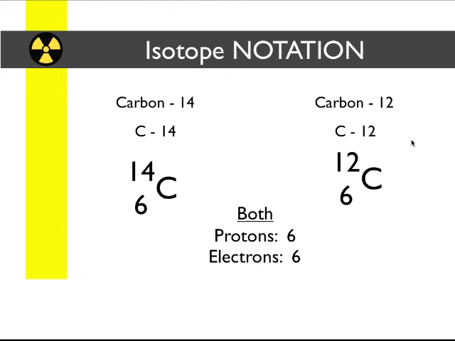But their masses are different. The one on the left has a mass of 14, which means it has a different number of neutrons. 6 of that mass comes from the protons, which means 8 neutrons. The one on the right has a mass number of 12, and 6 of the mass comes from the protons, so that means there are 6 neutrons. So the neutrons change, and that's what's responsible for giving you the different masses of the isotopes.